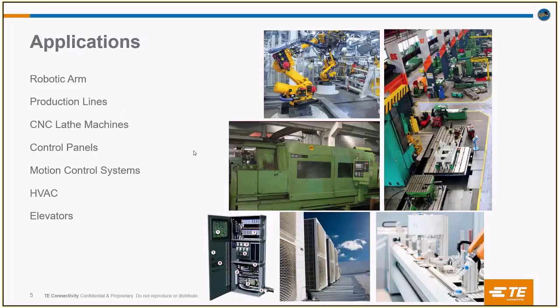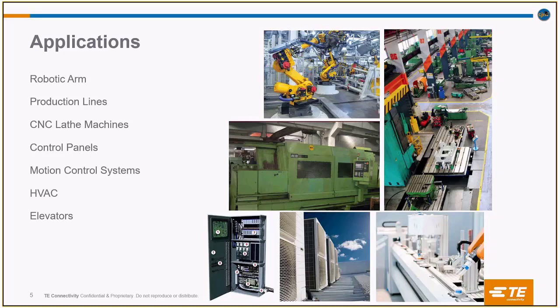Okay. Now going to applications. Robotic arm, production lines, CNC lathe machines. The green one is the CNC lathe machine. Control panels, motion control systems, HVAC and elevators. These are some of the applications in which relays are used. Sometimes, if the customer is designing for harsh or indoor applications, we also deliver high quality relays from state of the art production lines.